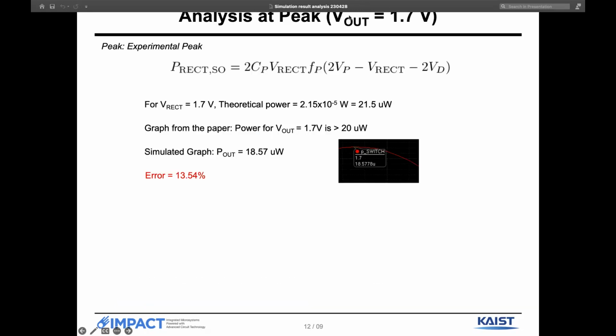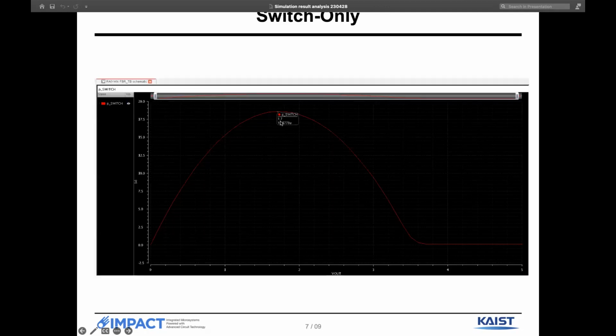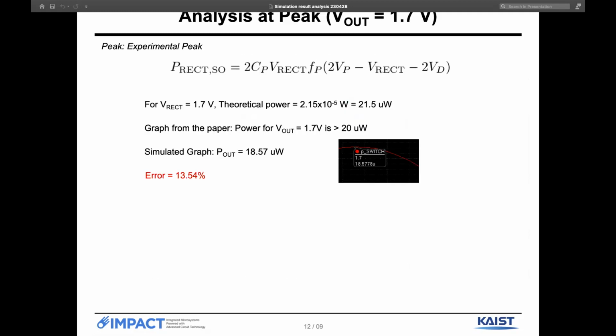Let's see for another voltage: V out equal to 1.7 volts. Remember that at 1.7 volts, if we go back to the graph, the switch only rectifier power graph was at its peak. So that's why we can analyze at 1.7 volts, and at that voltage the theoretical power is 21.5 microwatts, but the simulated power is only 18.57 microwatts. So there is still a 13.54% error in the result. Notice that the error has increased, and we're going to talk about it more later.